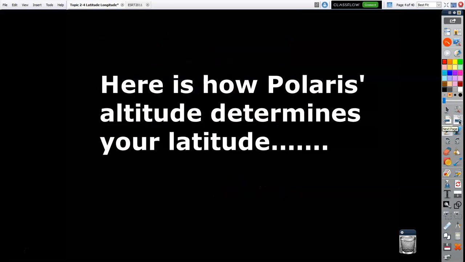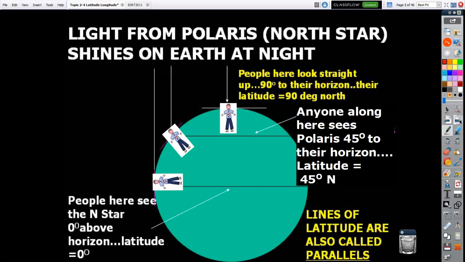So here's how Polaris will help you find your latitude. You look at this picture here. Again, Polaris sits above the North Pole axis. So this guy up here at the North Pole can look straight up. It says people here look straight up at a 90-degree angle to their horizon, and therefore if the light from Polaris is at 90 degrees straight above this guy's head, they are standing at 90 degrees north. So whatever that angle of Polaris is, exactly the same is their latitude. The 90 is right here.